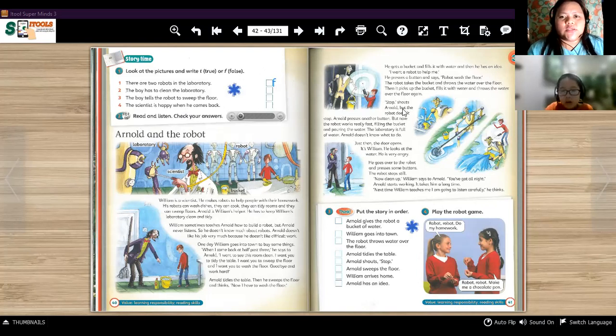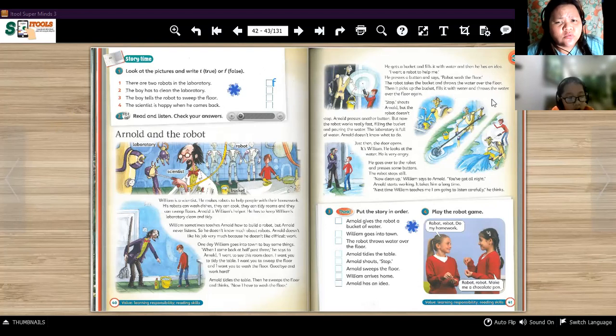Is it true or false? It's false. Can you please look at the picture? On page 41, on the top part, what is the boy in red doing? Did he give the bucket and the mop to the robot? Yes. So, did the boy tell the robot to sweep the floor? No. No, but what did he do?